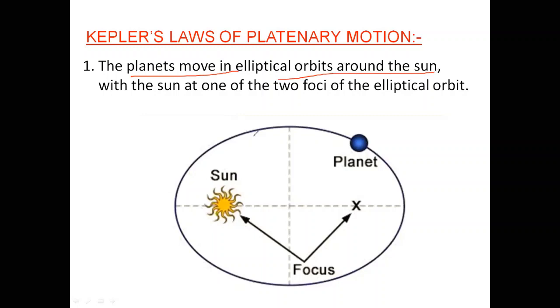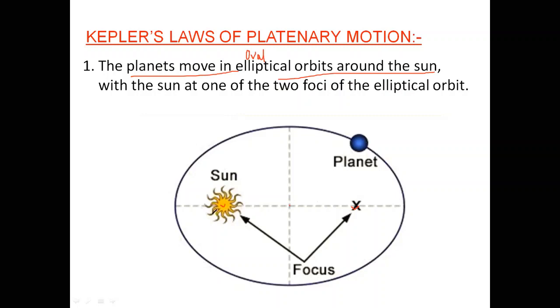Okay, planets move on an elliptical, oval path. It moves in an elliptical orbit around the sun, with the sun at one of the 2 foci of the elliptical orbit. Means if a body is moving on an elliptical path, then no center is here. We consider 2 foci. Okay, here is one focus and here is another focus, and the plural of focus, we say, is foci.